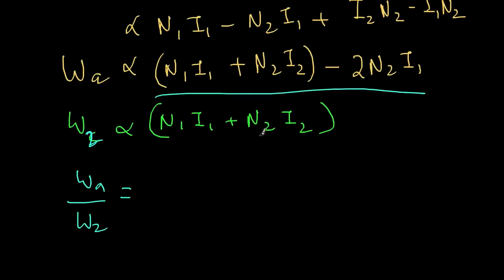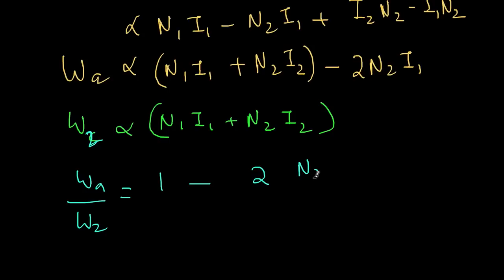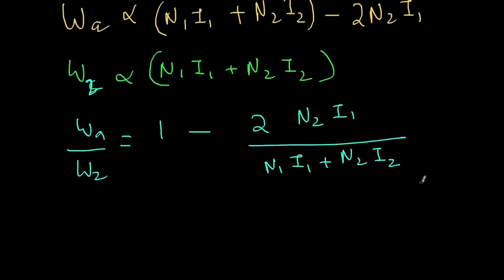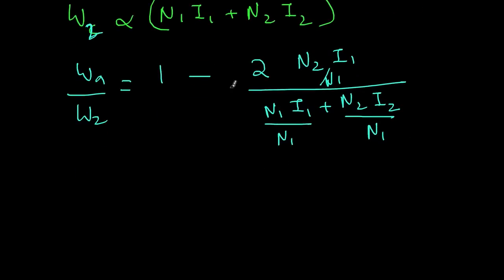I'll get, you notice this term is 1, so this is 1 minus 2 into N2 I1 by N1 I1 plus N2 I2. Now I want to simplify this. First I divide the numerator by N1 and the denominator by N1. By doing this, I get 1 minus 2k I1 divided by I1 plus this term, N2 by N1 into I2.